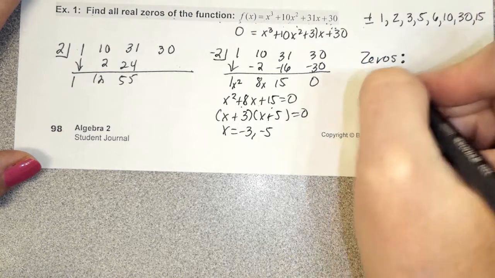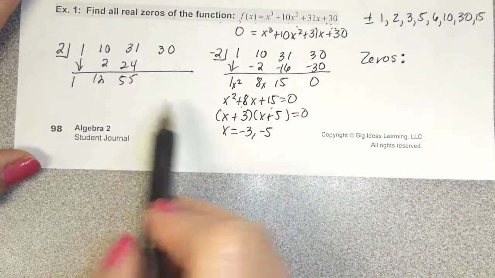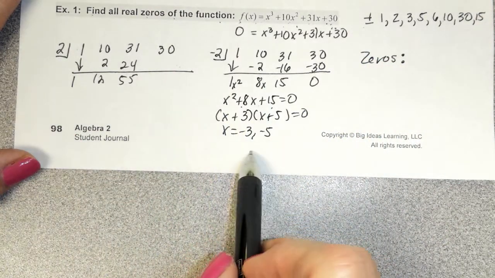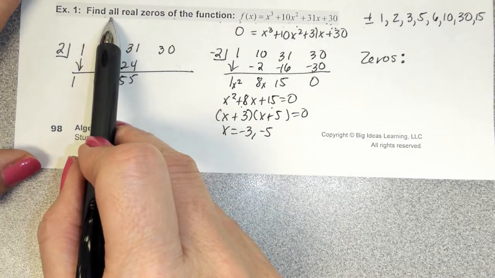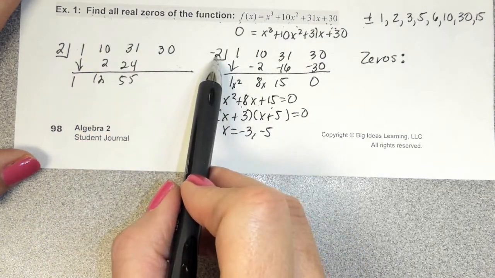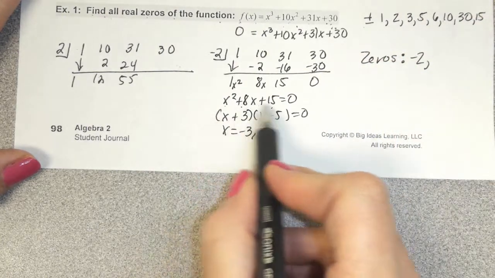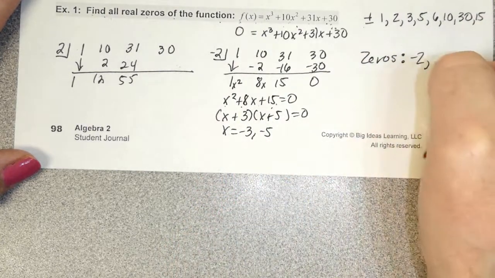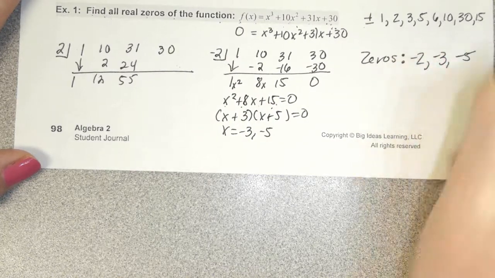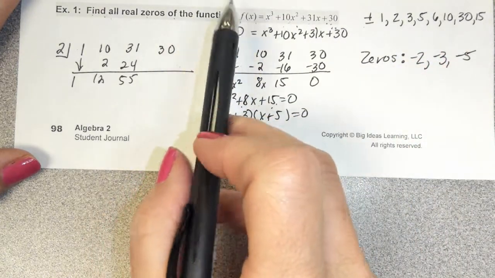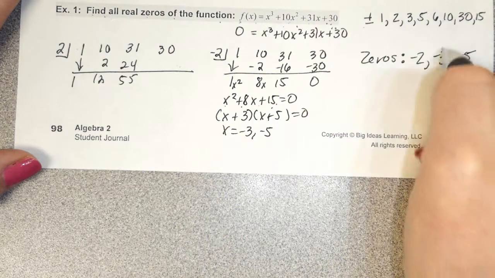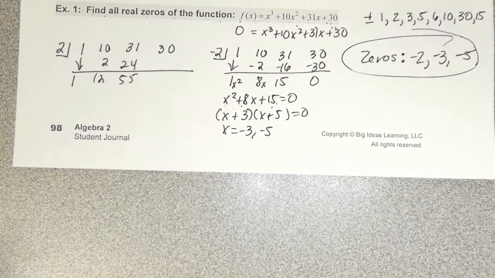Once you find one, you just stop? No. Once I find one, I keep going to find all of them. It says to find all real zeros. So I found my first one. It was negative 2. And then I got to here, and so then I just kept going to get my zeros. How many zeros should I have? 3. So those are all of our zeros. Those are all of our solutions.